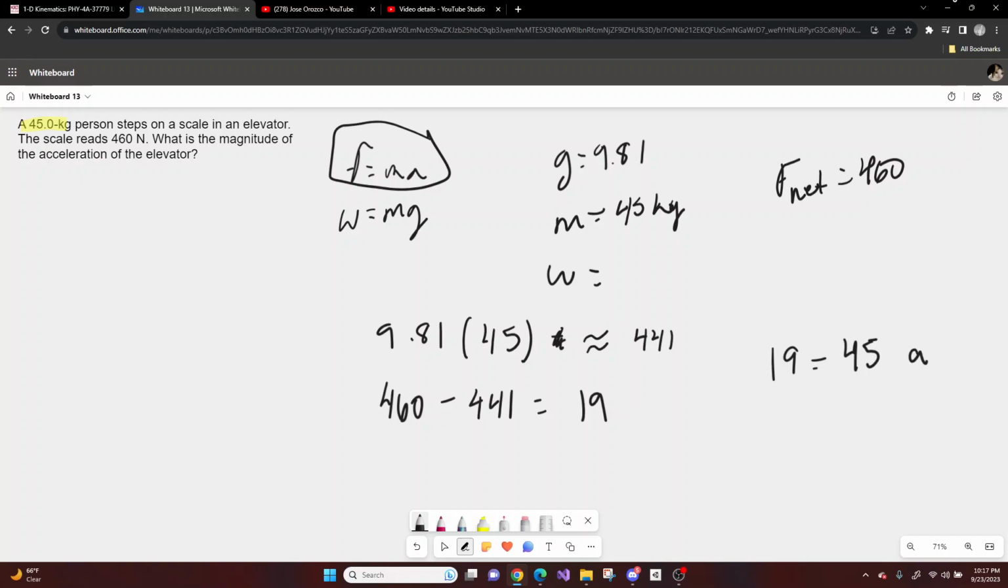And now we're looking for acceleration. So how would you simplify? Well, you would divide by 45. Let's cancel out. Now you divide this by 45. 19 divided by 45 gives us 0.42 repeating. So hence, that's your answer.